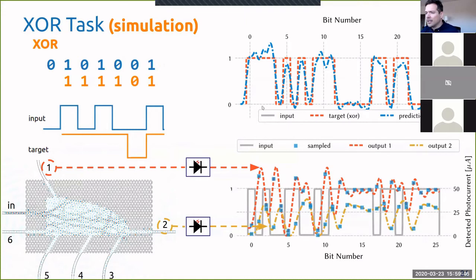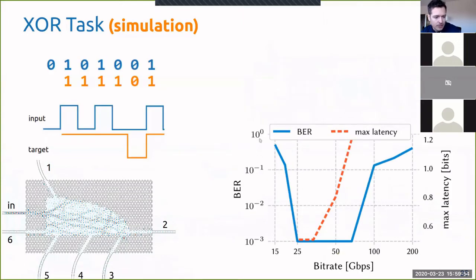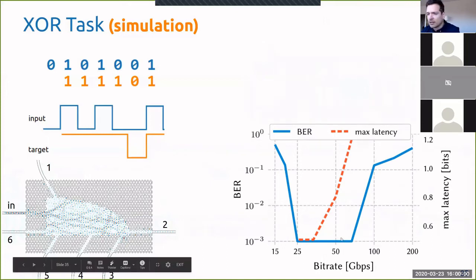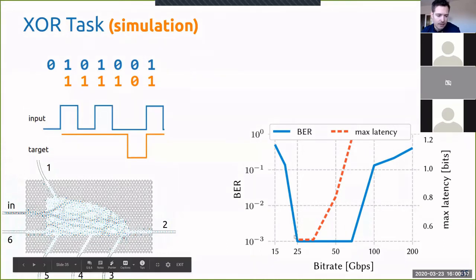As you can see, the predicted stream follows the XOR target quite well, and how well is shown in this figure. We see that between 25 gigabits per second and 67 gigabits per second, we can have perfect performance for the amount of bits we sent through. We sent in 10 to the 5 bits, which only allows us to reduce the error to 10 to the minus 3. If we wanted to show a lower error, we would have to send more bits through, but it already takes enough time like this.